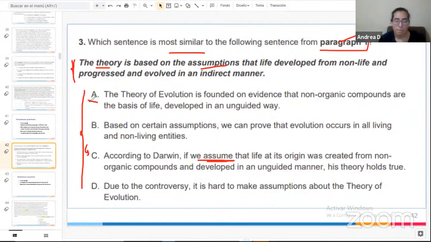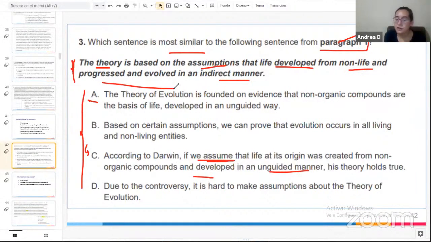Okay, so C does make a lot of sense. I think I would also be tricked to choose that one because it has all the things. We assume that life at its origin, so that means the developed, or based on where this was developed from. So the origin, or where it developed from, was created. Non-organic compounds means non-life, unguided manner means indirect manner, developed is kind of like progressed and evolved.